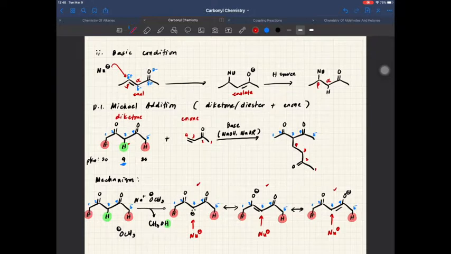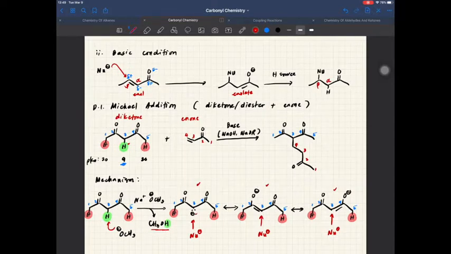So in Michael addition, we have a diketone reacted with an enone in the presence of a strong base such as sodium hydroxide or sodium alkoxide or any metal hydroxide and metal alkoxide, as long as it is a strong base, to form this type of product. So the mechanism for this reaction is that we have our strong base reacting with the most acidic alpha hydrogen, which is the green one. So remember, the most acidic is the one that is reacted first, and this reaction will release methanol in the background. Next is the formation of the carbanion.